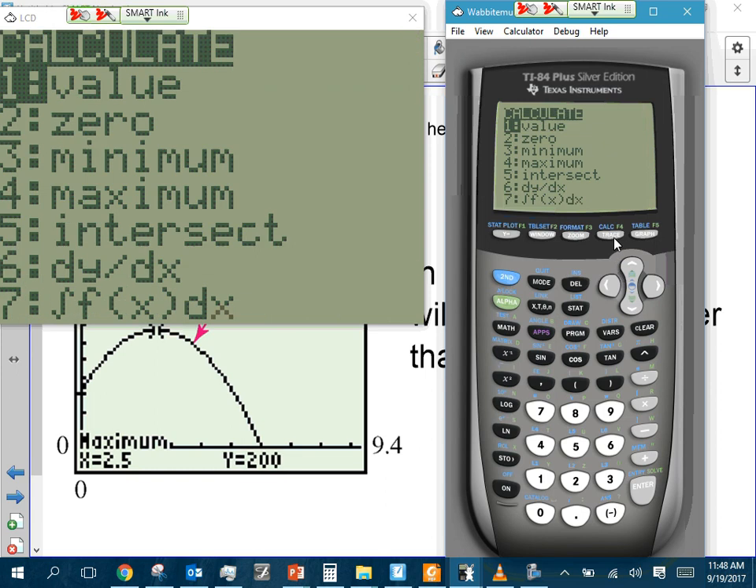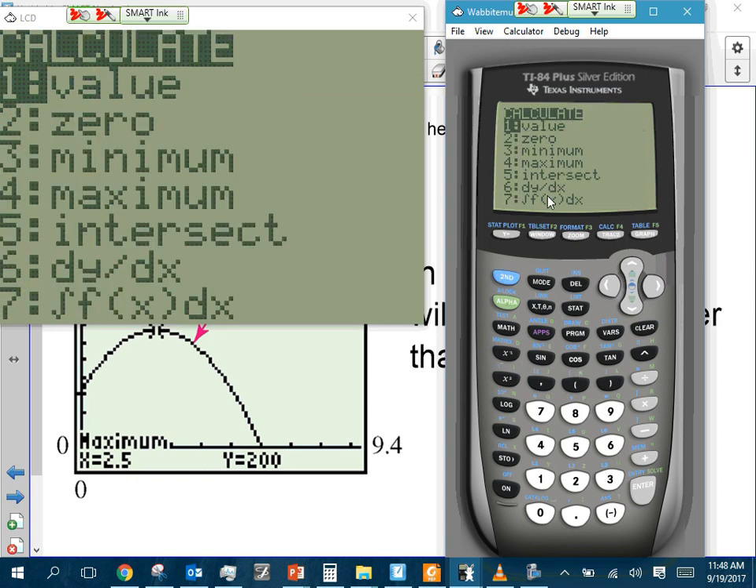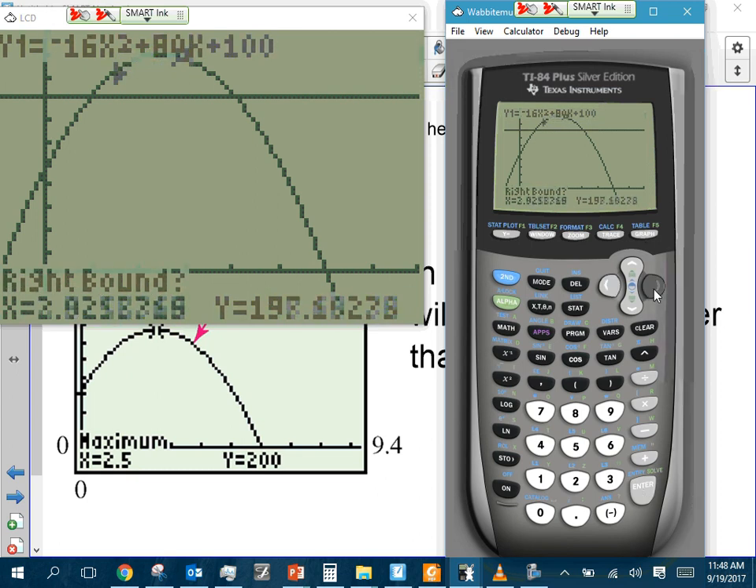Second calc, again, we can go to the maximum at 4. Right, second calc, maximum is 4. There we go. And now I go to the left bound, so saying find the value to the left of where you think your maximum is. I'm going to hit enter. Go to the right where I think my maximum is.